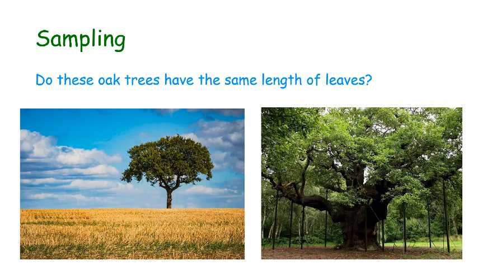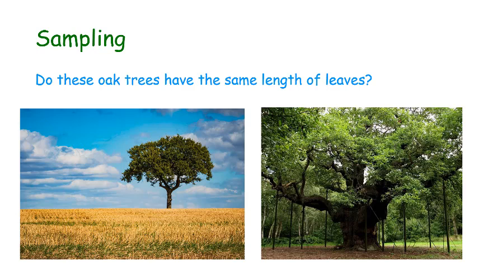So the next little part in this is all about sampling. Now, if you want to measure something about an environment, it's important that you understand what a sample is. So take this question, for example. Do these oak trees have the same length of leaves? Now, this one here is in a field by itself. This one over here is in a forest. So would they be expected to have the same length of leaves?